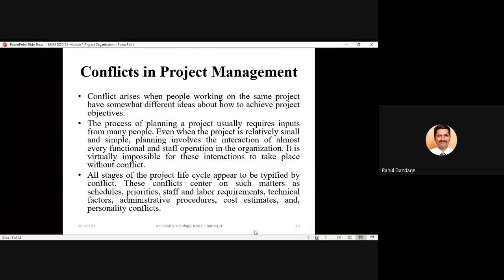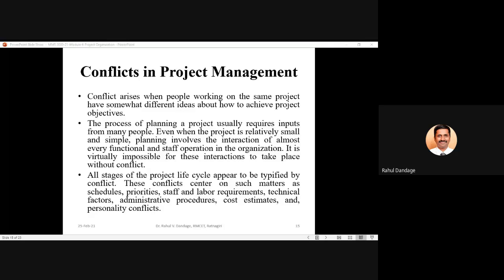The next part is about conflicts in project management. So always we know, whenever multiple people come together, there will always be certain conflicts. We also say many times that the five fingers of a hand are also not the same. Similar to that, one person and another person cannot be similar. Their thinking, their nature, their behavior, their capabilities, they cannot be similar at any point of time.